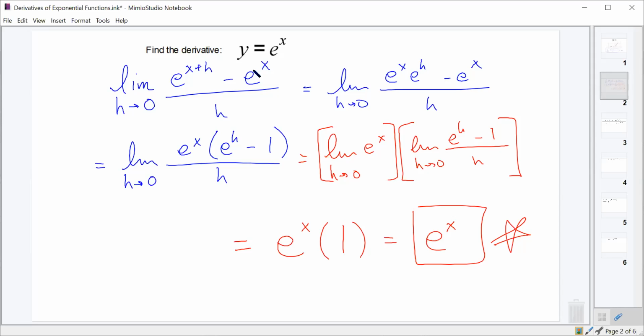So the derivative of e to the x is e to the x. The derivative of 0 is 0. Those are the only functions that you get the same function out when you take their derivative. Pretty cool, huh? Yep.